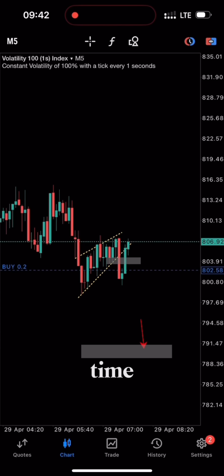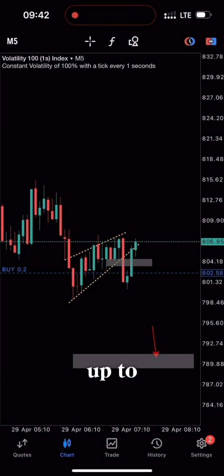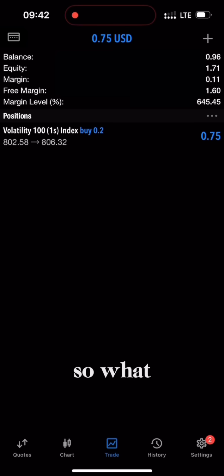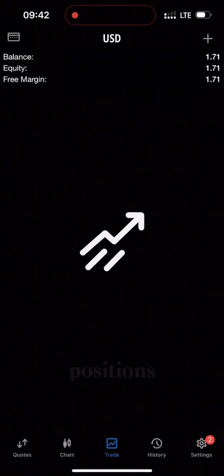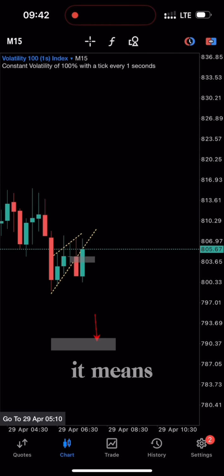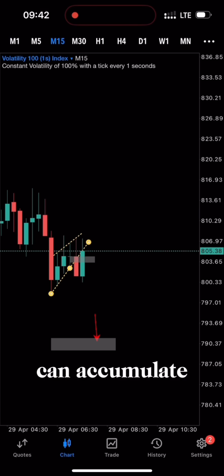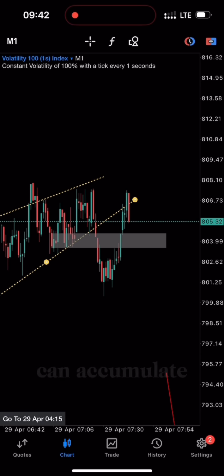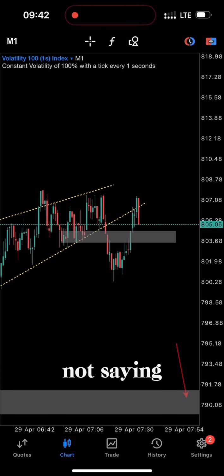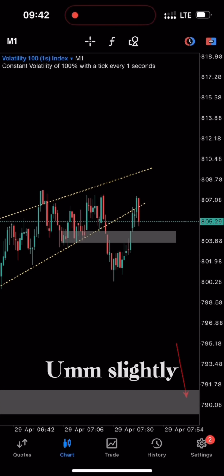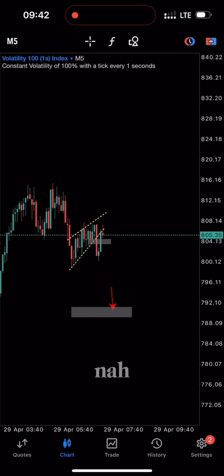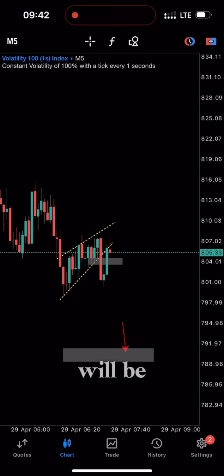After some time, we can see it did go up to make a fake out there. It did go up to the trend line. So what I would do here is I'll close my positions so that I can build the account, right? So after building the account, it means your account can accumulate more positions. That is why I always close some profit. But I'm not saying that when the price slightly makes a move and makes profit, then you quickly close. Nah, that won't be trading. That would be just gambling.